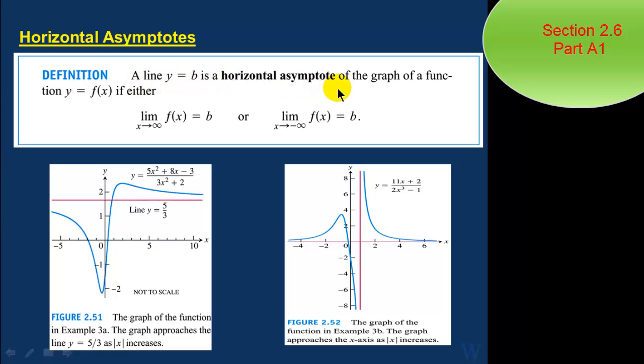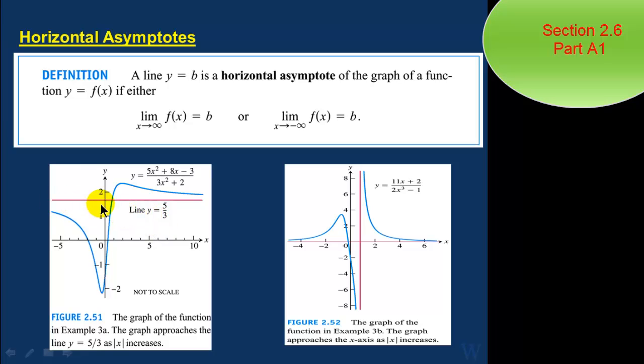a horizontal asymptote of the graph of y equal to f of x if either the limit of the function as x approaches plus infinity is b, or the limit of the function as x approaches minus infinity is b. And here we have these two examples which I've already talked about in class, where the horizontal asymptote of this graph is the line y equal to 5/3.